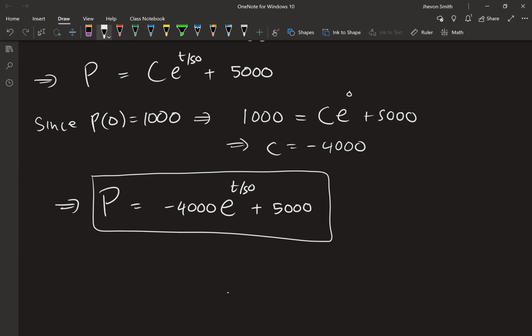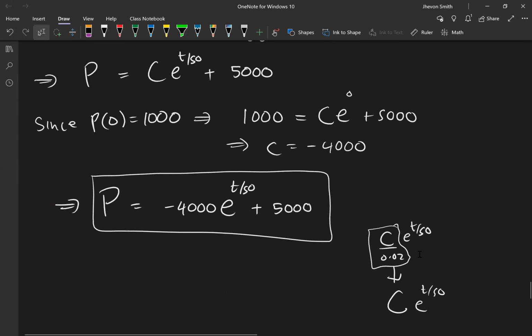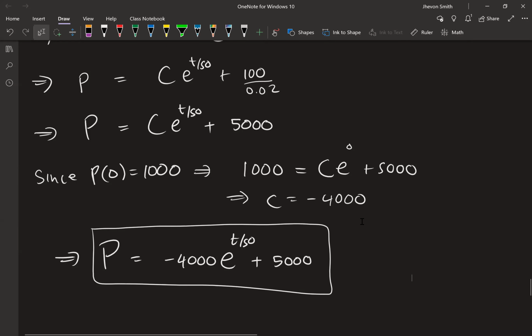Oh, why didn't we do that? I did. So if I took c e to the t over 50 and divided this by 0.02, then this here is just another constant. So it's still just some c. Anything that involves an arbitrary constant, I just rewrite as another arbitrary constant. I don't want to have to deal with c divided by 0.02. Just dealing with a c is okay.